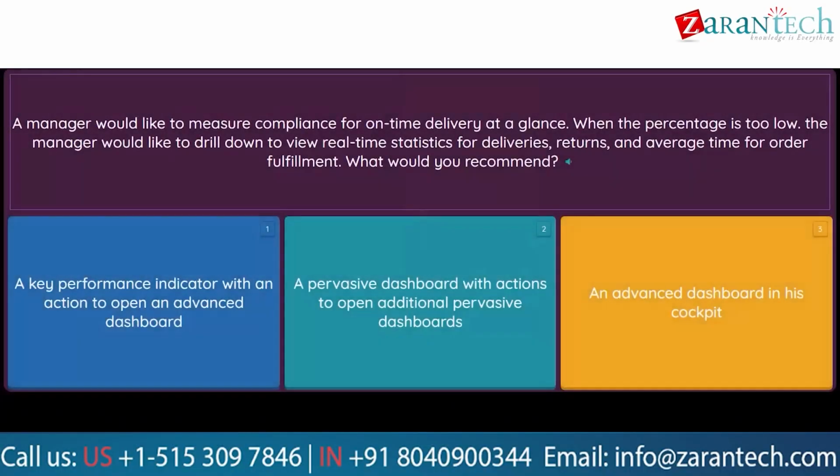Question: A manager would like to measure compliance for on-time delivery at a glance. When the percentage is too low, the manager would like to drill down to view real-time statistics for deliveries, returns, and average time for order fulfillment. What would you recommend? Option 1: A key performance indicator with an action to open an advanced dashboard. Option 2: A pervasive dashboard with actions to open additional pervasive dashboards. Option 3: An advanced dashboard in his cockpit.